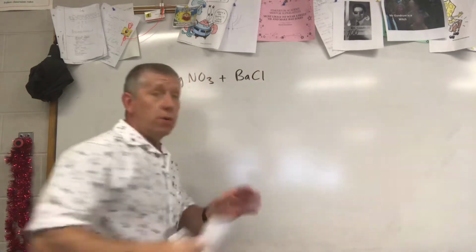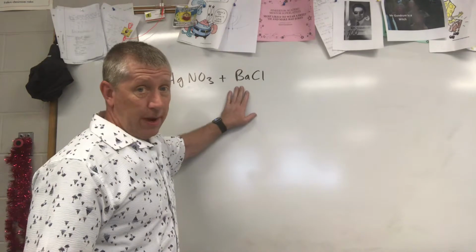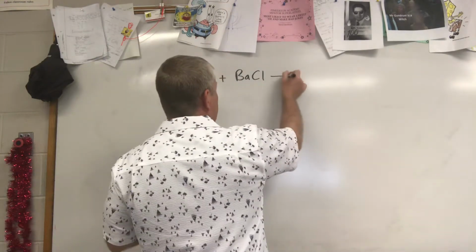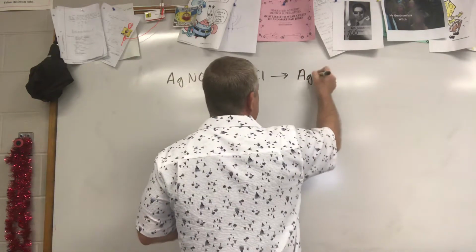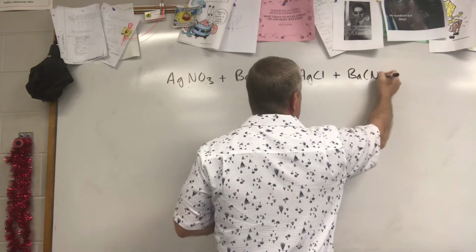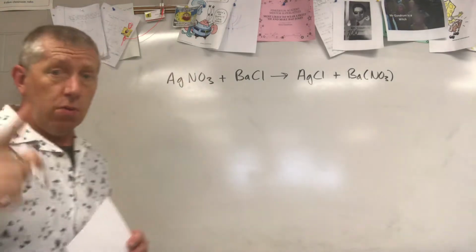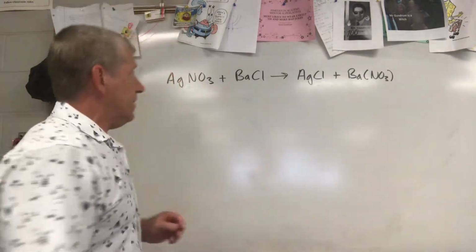Okay. So all I'm doing is putting the symbols in for the words at this point. That might not be written right. We'll go back and check it. To form, the arrow means to produce, silver chloride and barium nitrate. Okay, so I put the symbols in for the words. Now let's see if those compounds are written correctly, because they might not be.